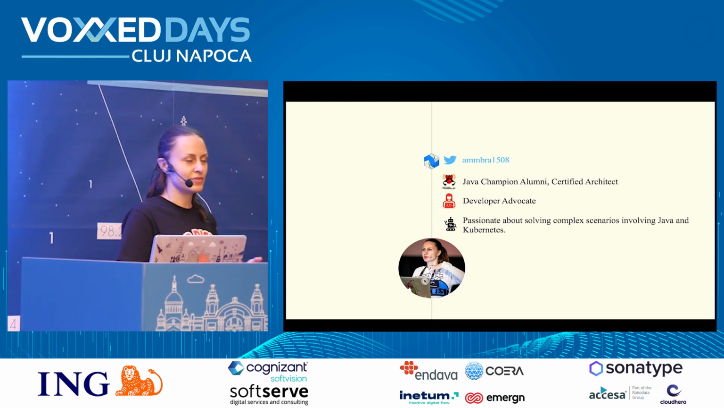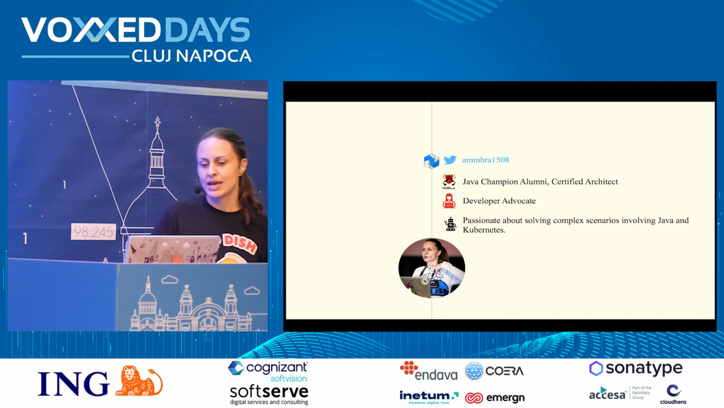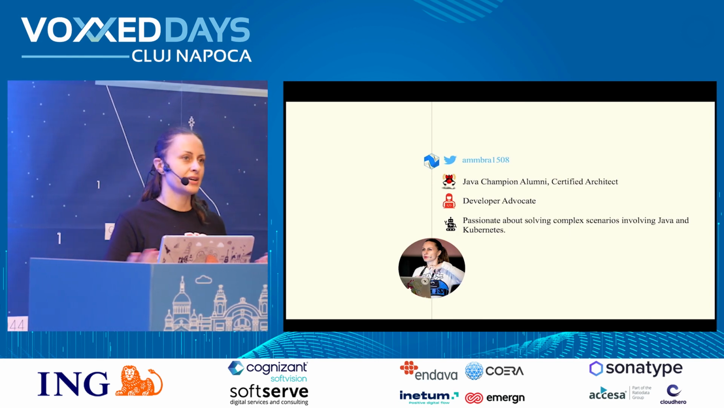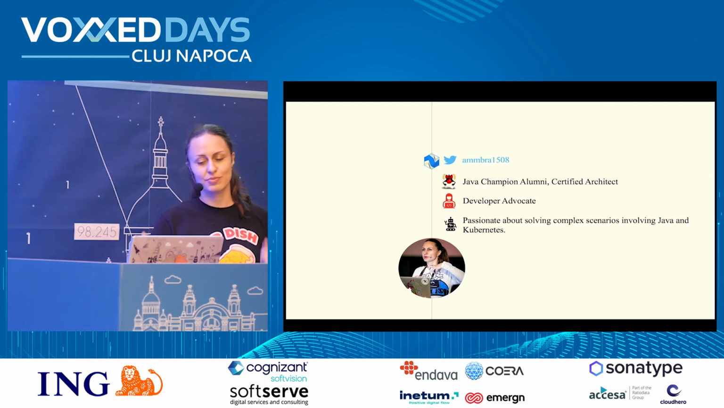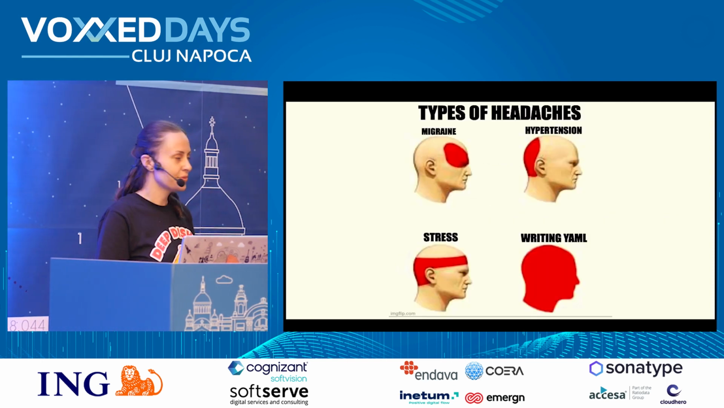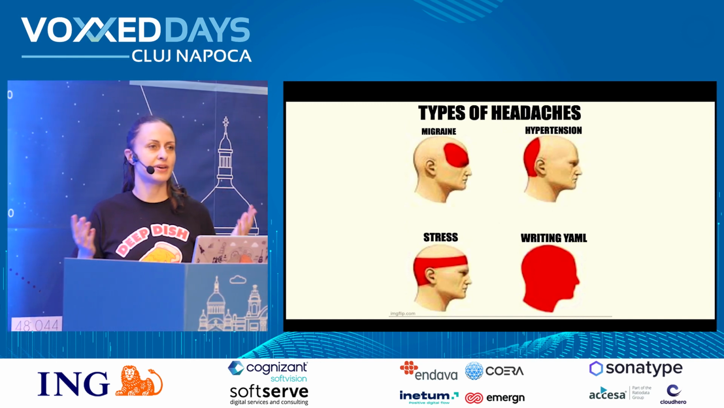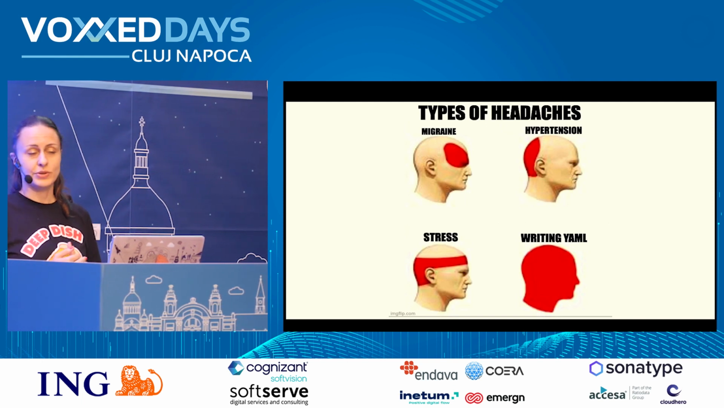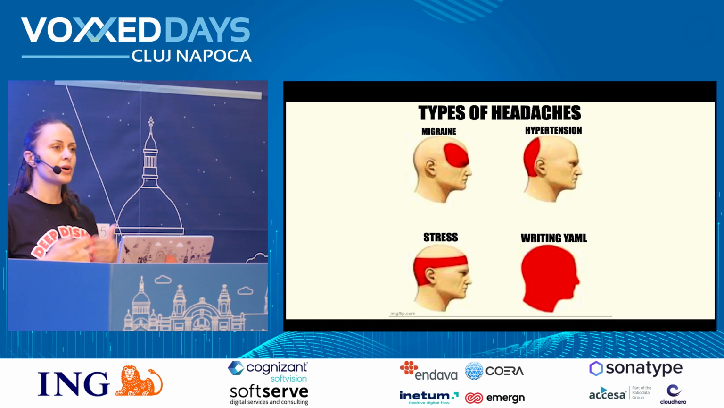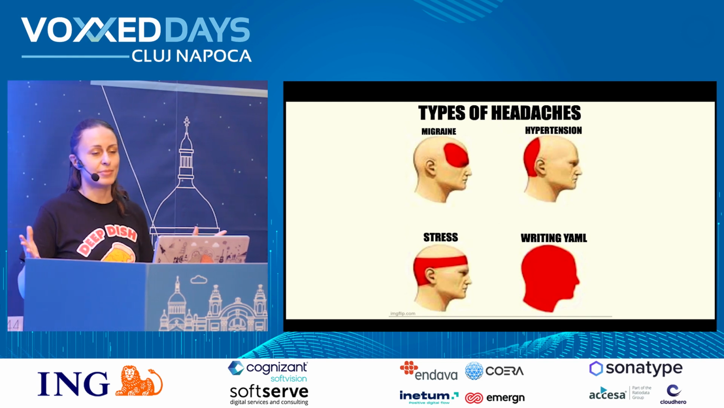And I'm passionate about solving scenarios that are a little bit more complex around Java and Kubernetes. Hence the topic of today that actually bridges both the Java world with the Kubernetes world. And throughout time, as developers, we experience different types of headaches, sometimes when we're working on something very difficult to solve or to implement. But in particular, when working with Java and Kubernetes, the biggest headache is writing and maintaining YAML.